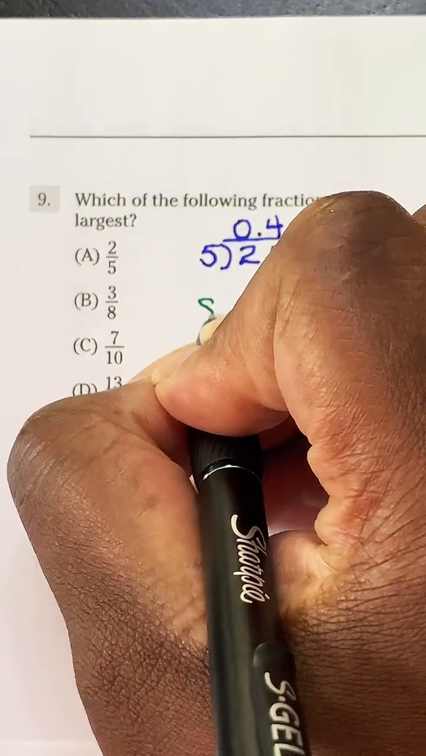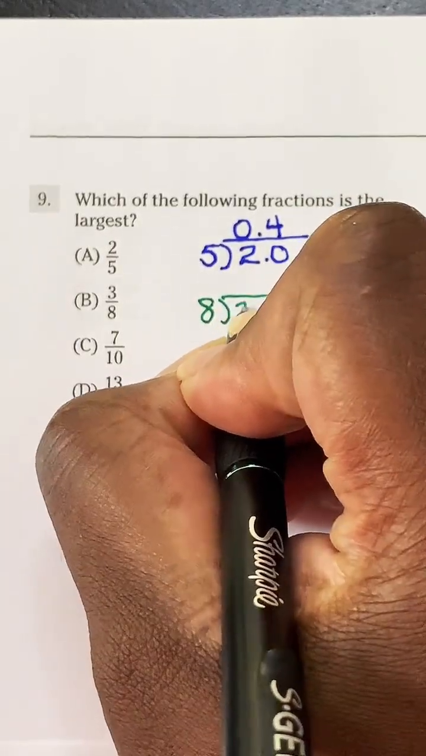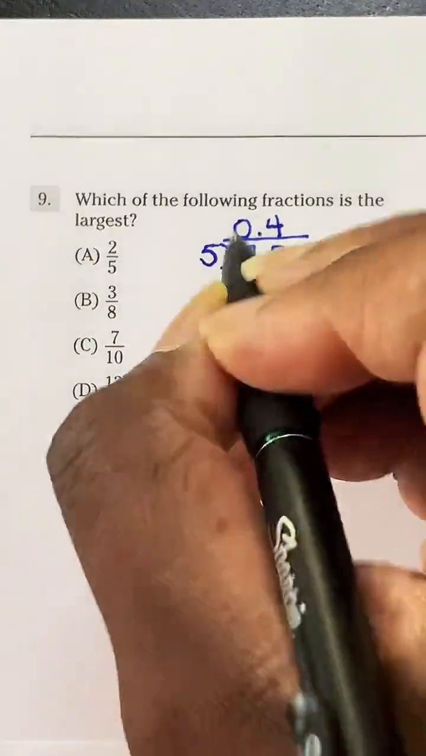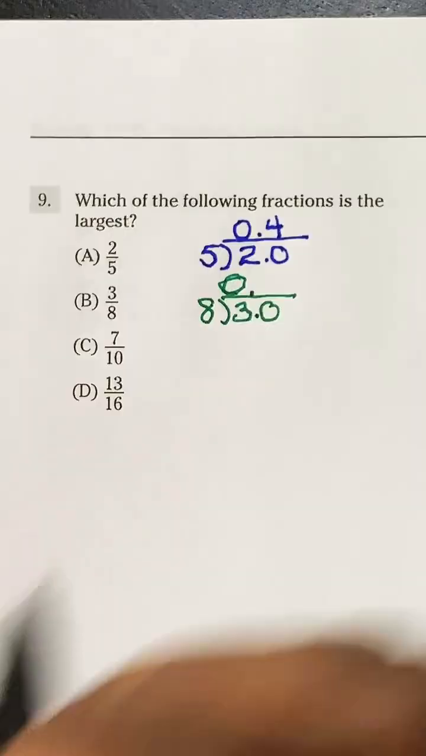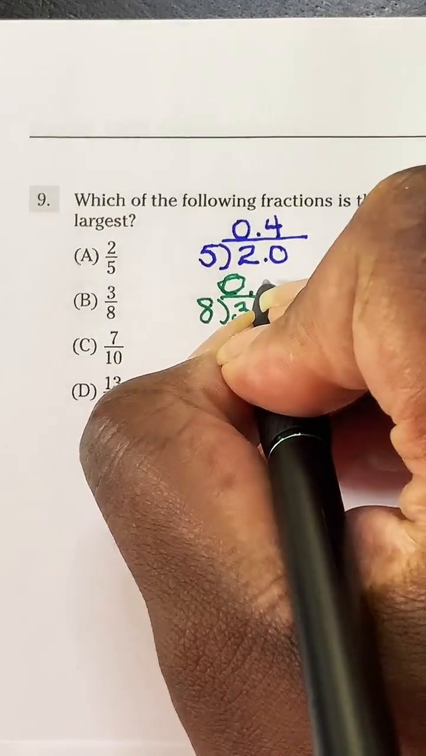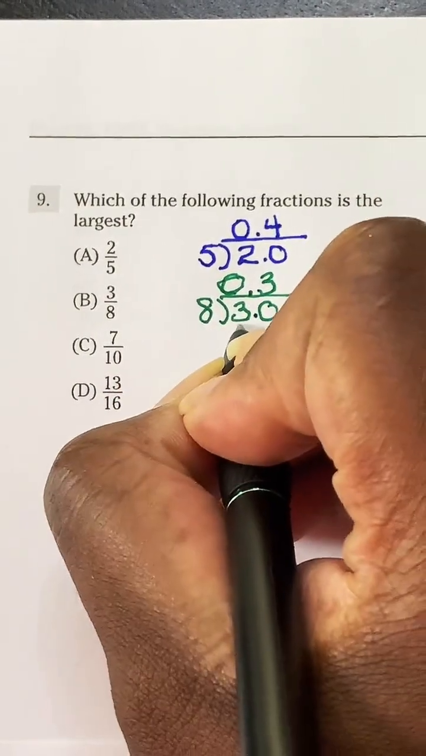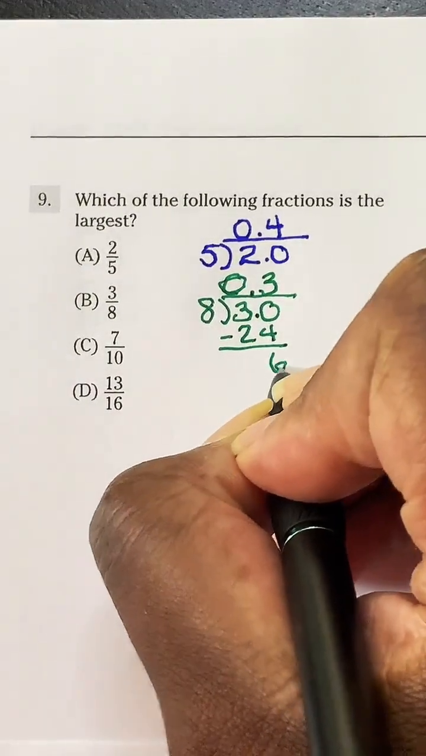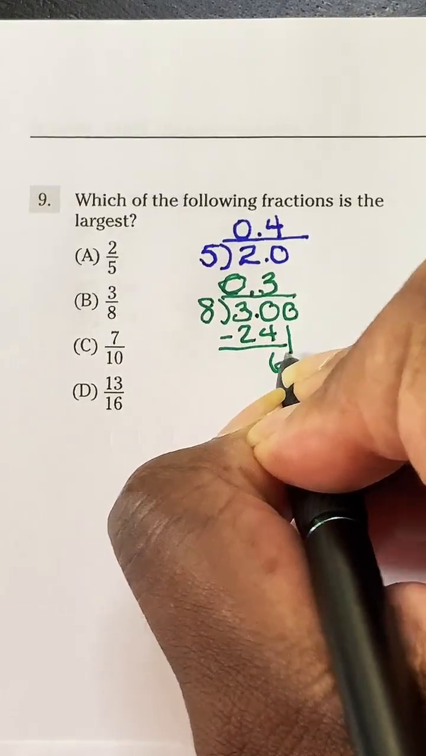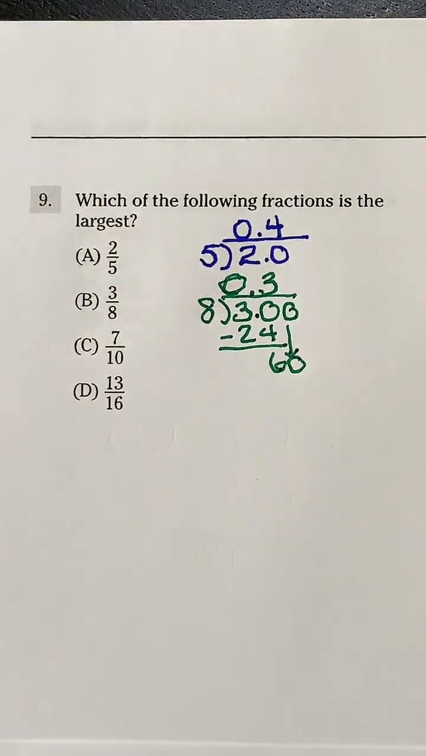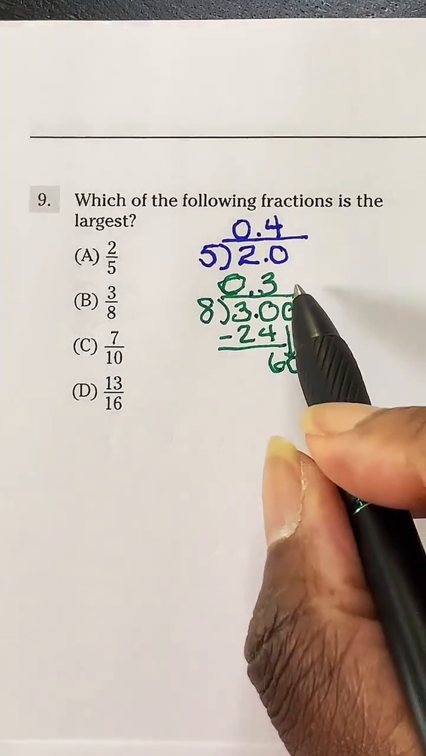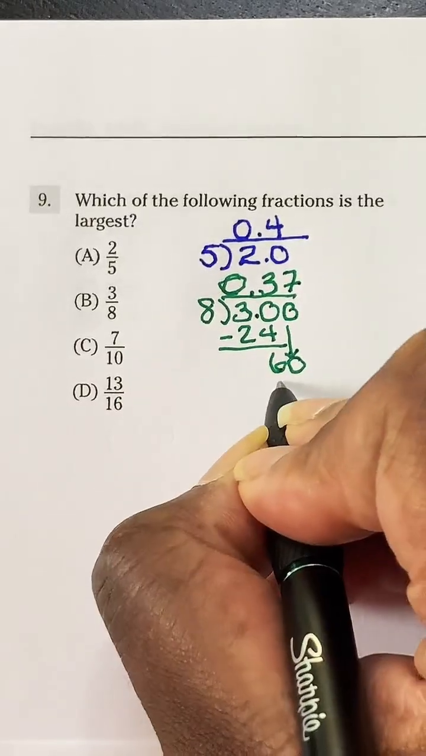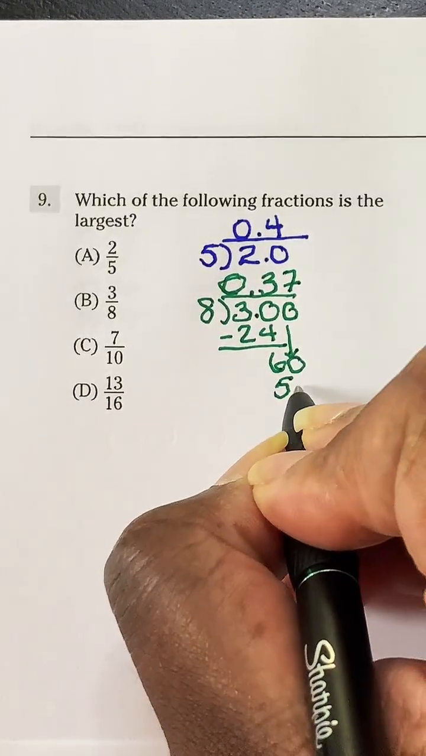Doing the same for the next one. How many 8's can go into 3? Goose egg. How many 8's can go into 30? Well, 3, which gives me my 24. 30 minus 24 gives me 6. So I need to add another 0. Now I can make it 60. How many 8's can go into 60? That'll be 7.